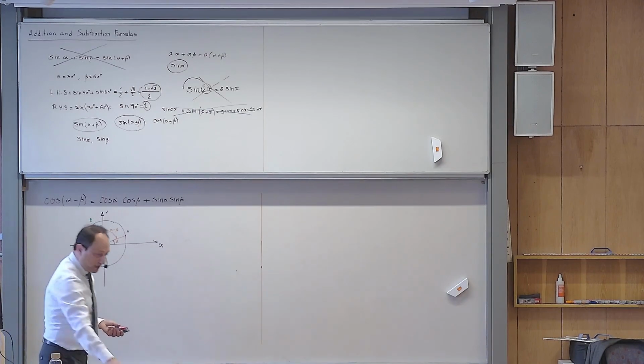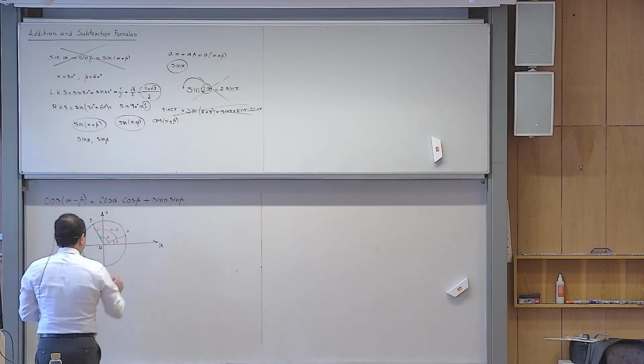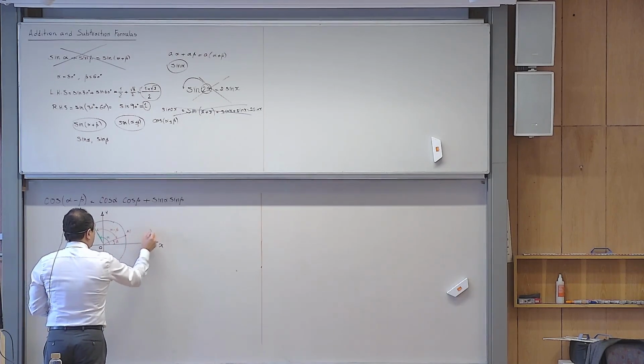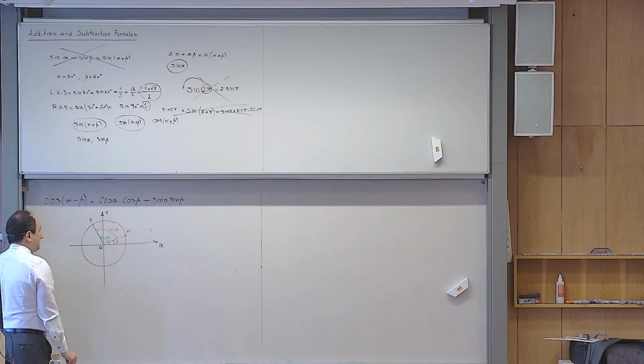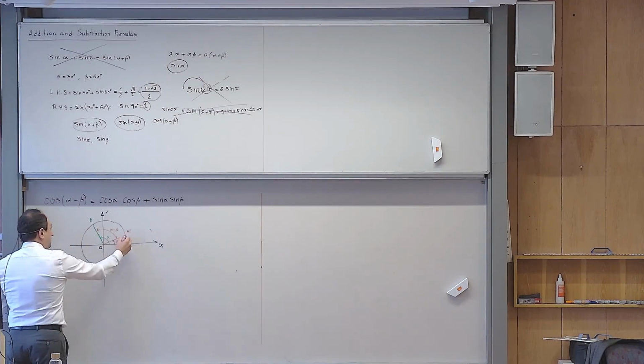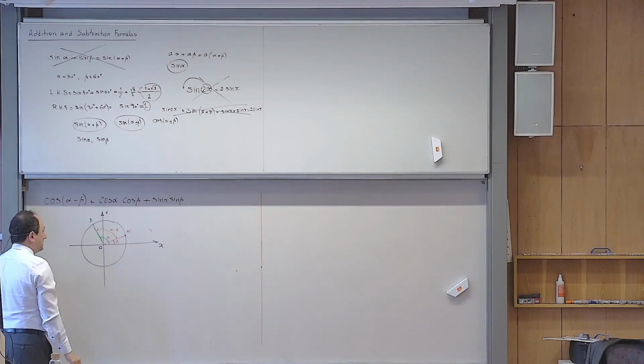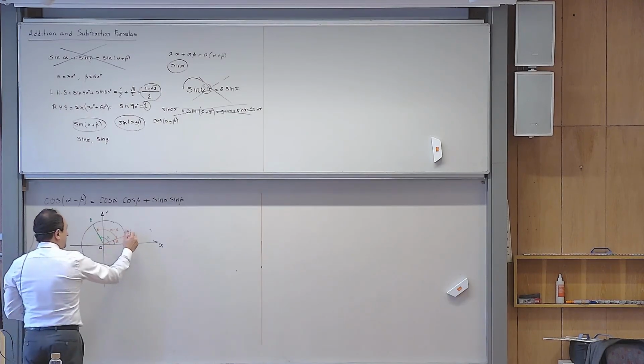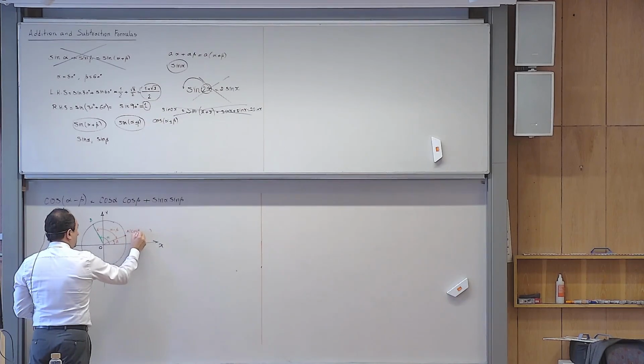Okay, now let me ask you another question. If I ask you to read the coordinates of this point, what do you say? This is the final point, the end point of this angle. So what are the coordinates? The first one is cosine beta, the second one is sine beta.